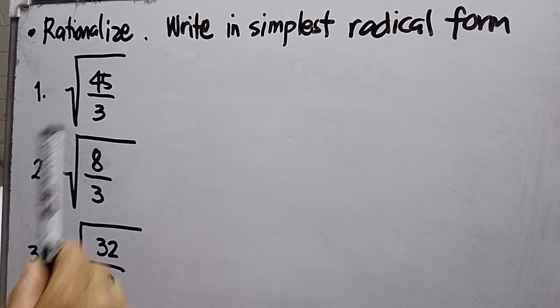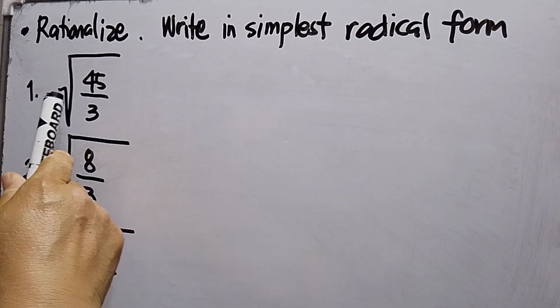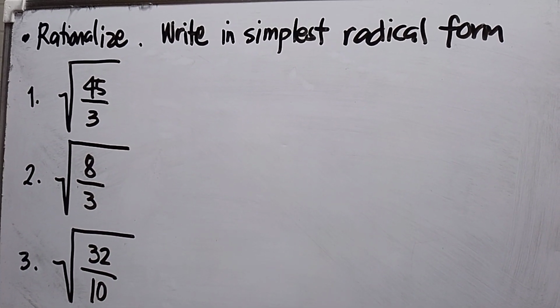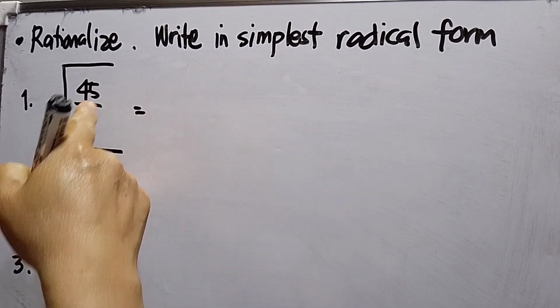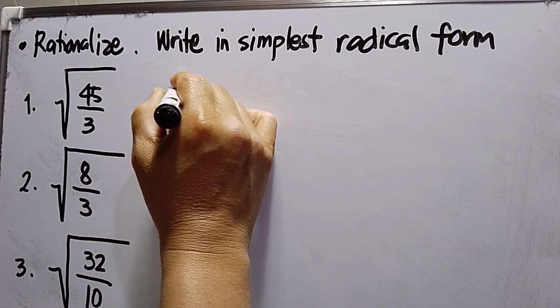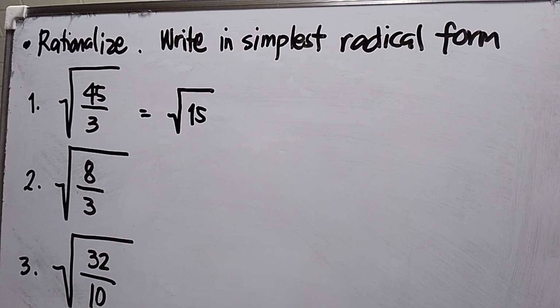I have here number 1. Write in the simplest radical form. For number 1, square root of 45 over 3. So 45 divided by 3 is square root of 15. So that is the answer for number 1. Now how about number 2?